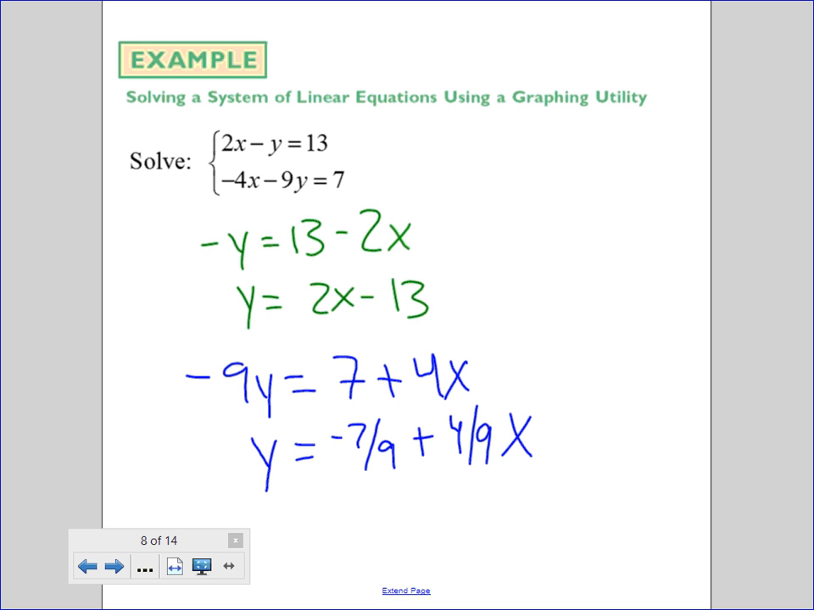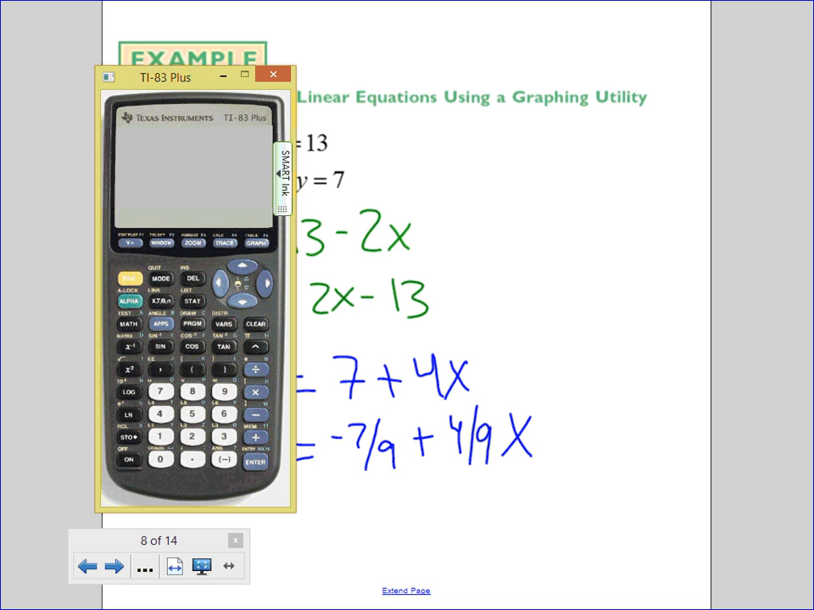Now that I have both of them in y equals format, I can go ahead and pull up my calculator here. So hopefully you guys have your TI-83s or 84s out. And when I pull it up, I'll go to my y equals. And notice that I've already put both of those equations in there. So I have 2x minus 13 and then my second one that we solved for. You'll click graph, and then those are the two lines graphed.